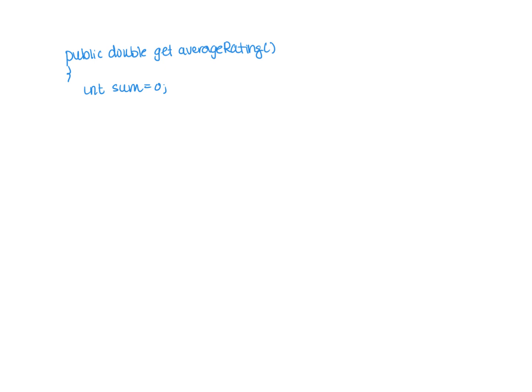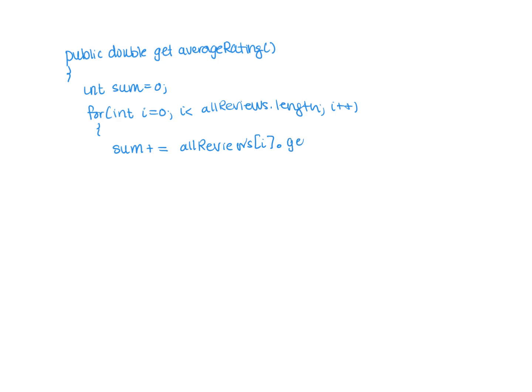called all reviews. So for int i equal to 0, i less than allReviews.length, i++, and we are going to pick up an element of the array, and that'll give you the object, but then you have to get the rating and accumulate it to the sum. So we're going to call allReviews, we'll get position i dot getRating.